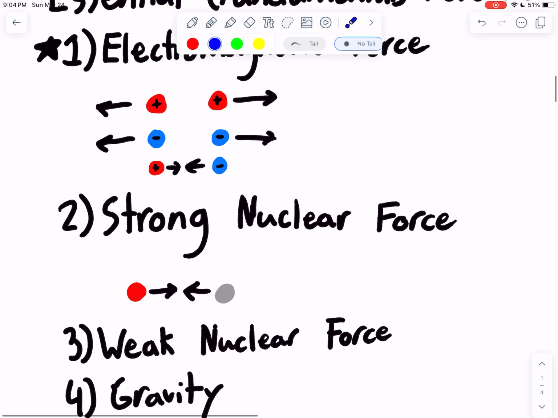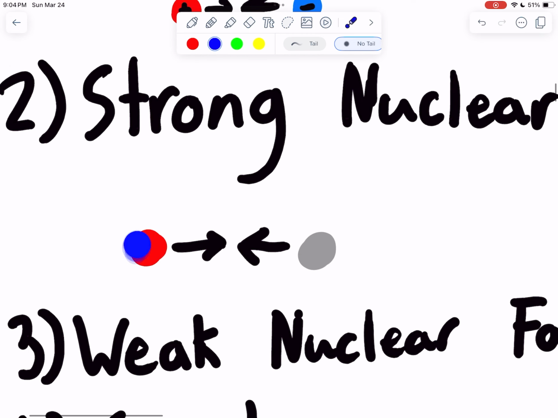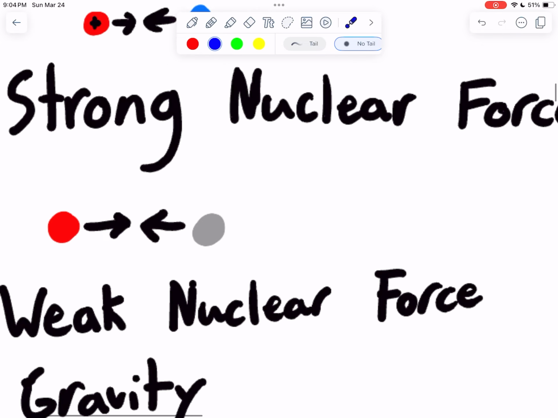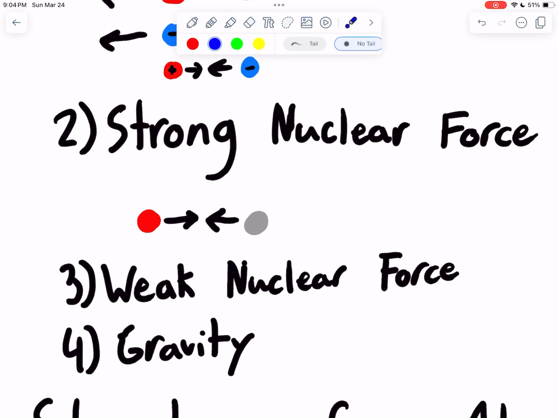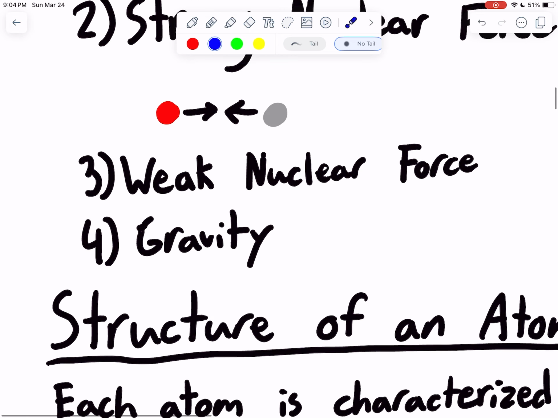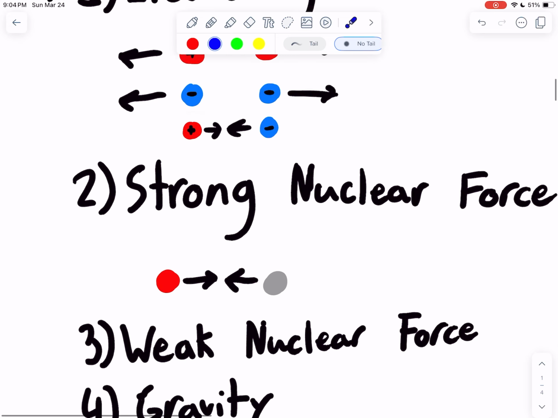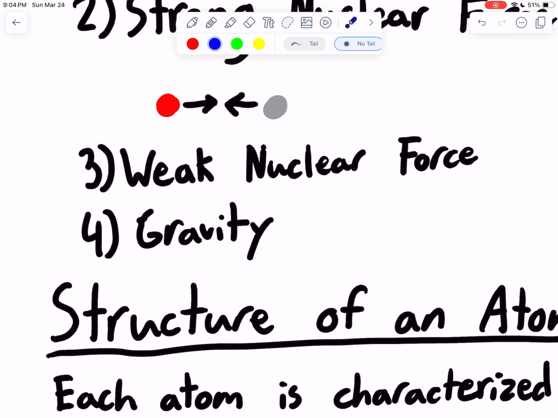The second fundamental force of nature that's important, although not as important, at least for this course, is the strong nuclear force, which essentially states that protons and neutrons have an attraction to each other. This is important because, as we'll discuss in a second, an atom has a nucleus, and this is essentially what allows the nucleus to be held together. There's also the weak nuclear force, and gravity. I assume you guys know what gravity is, and the weak nuclear force isn't essential to know about for this course.